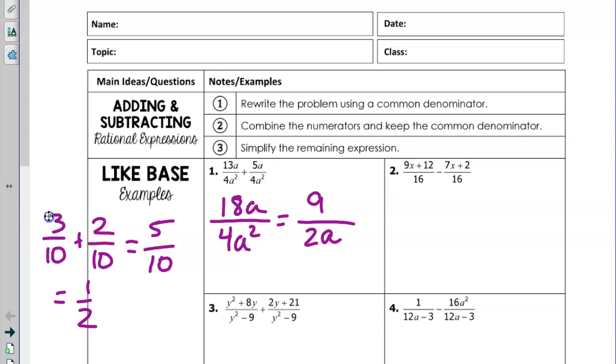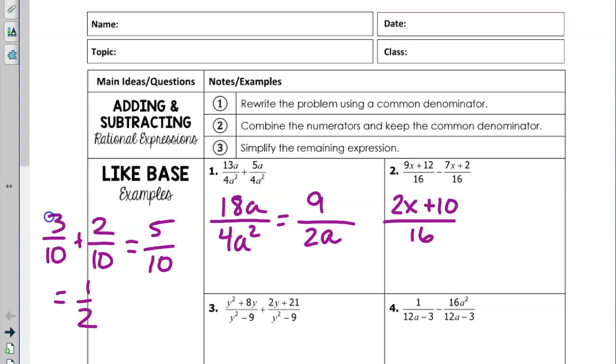Does that make sense? All right, number 2, we have 16 in the bottom, so when we combine it, we're still going to have 16 in the bottom. This time we're subtracting, though, so we have to be really careful. Make sure that you are subtracting everything. And if you have a minus in the second part, it would change to positive. So if we have 9x minus 7x, what do we get? 2x. And then 12 minus 2, so plus 10 over 16.